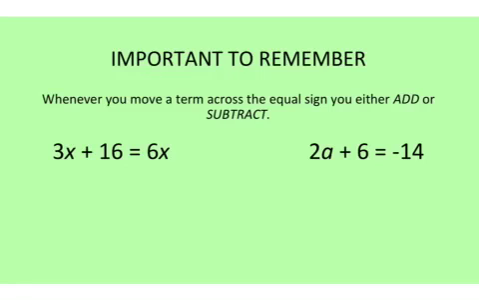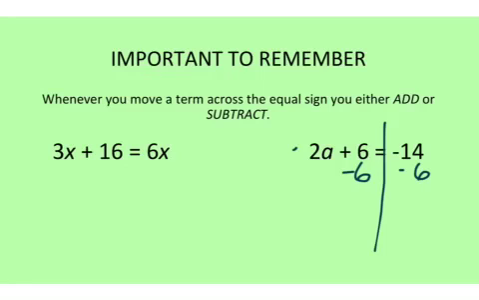So in the past, you've had problems that look like this: 2a plus 6 equals negative 14. And you needed to get the constant on one side and the variable on the other side. So in the past, all we did was move the constant over. This one says plus 6, so we subtracted 6 on both sides, okay? That way we had all the constants on one side and all the variables on the other side.